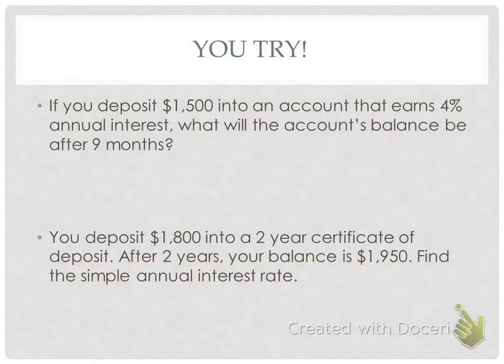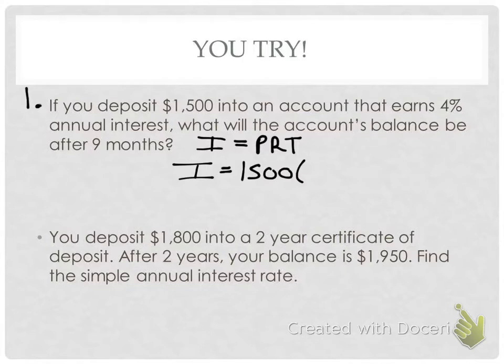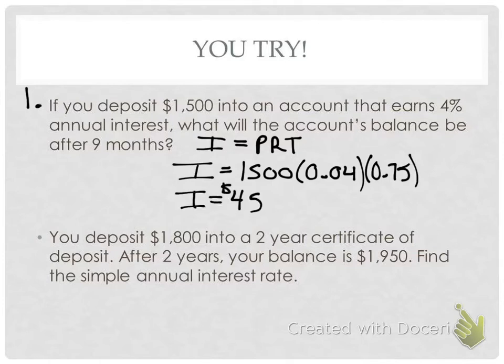We start with I equals PRT. What do we plug in for I? Do we know? No. What's my P? 1,500. What's my R? 0.04. And what's my T? If I plug in 9, it's going to think I mean 9 years, but I mean 9 months. So I have to divide 9 by 12 and get that decimal value, and it's 0.75. Now I can multiply all of those together to get $45.